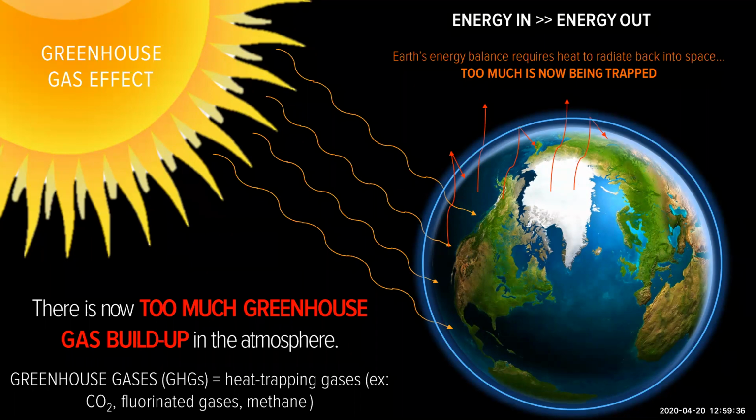You may have heard that term before, greenhouse gases, but what are they? Greenhouse gases are heat-trapping gases, like carbon dioxide, methane, and fluorinated gases. In a normal scenario, the greenhouse gas effect is a good thing because it maintains a favorable temperature on Earth that is necessary for life. Without the greenhouse gas effect, the Earth would be a frozen tundra.